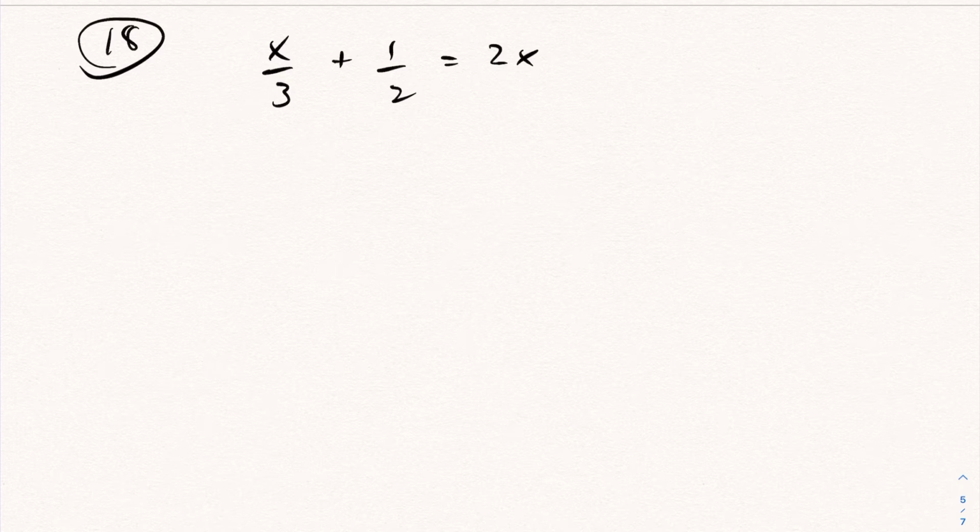Okay, let's take a look at number 18. Again, pause the video, try the question out yourself, and then see how you did. So with this one here, we want to go ahead and solve for x, but I have the problem of the 3 and the 2 are in the way. And you should always get rid of fractions.